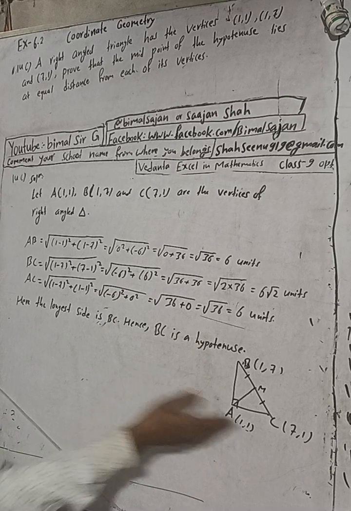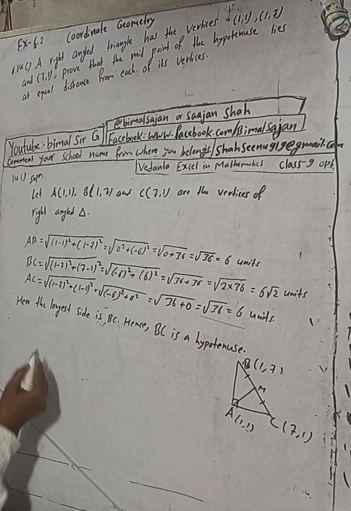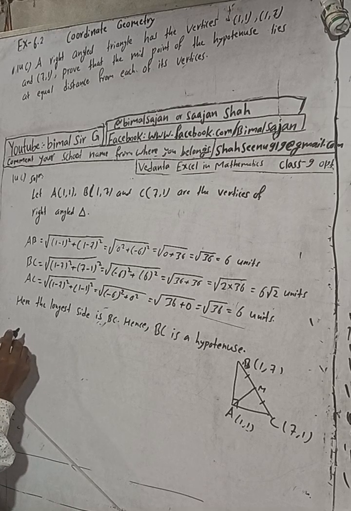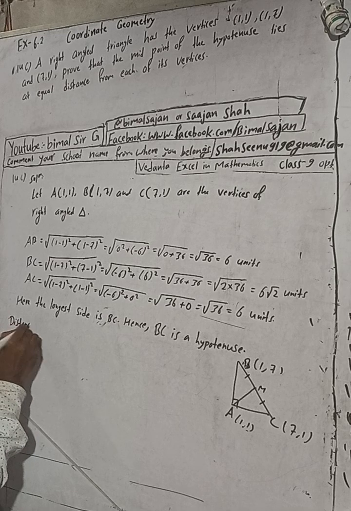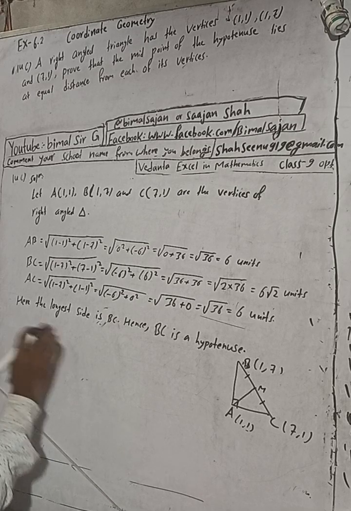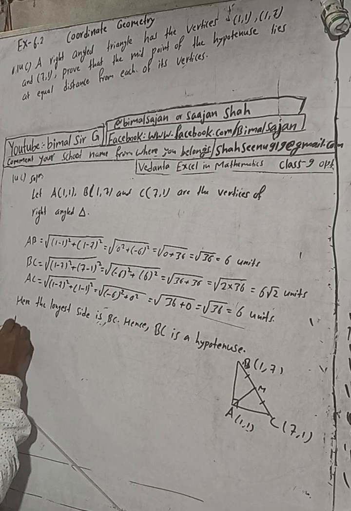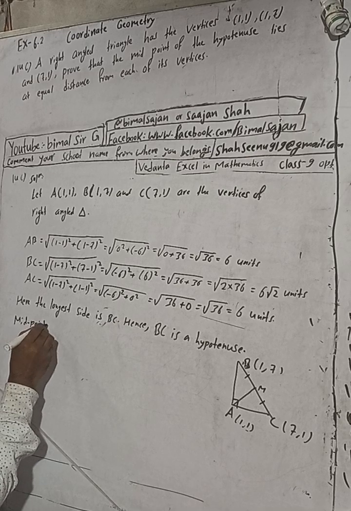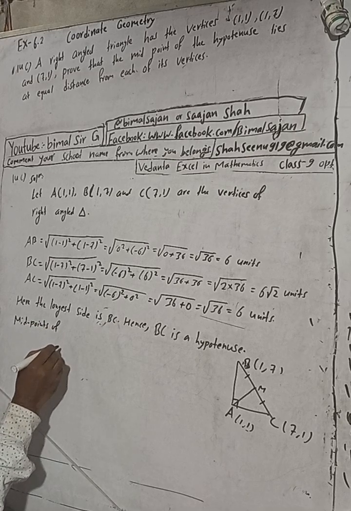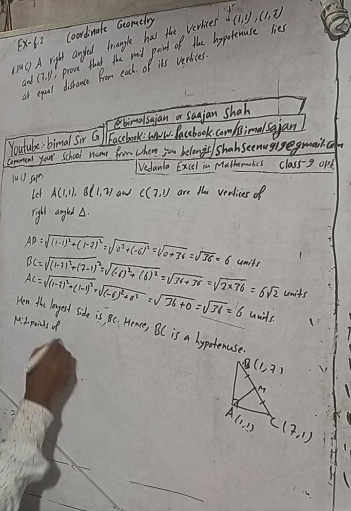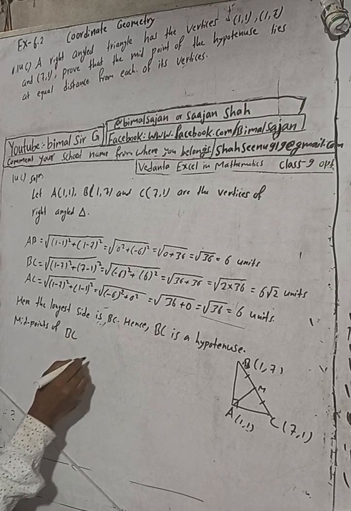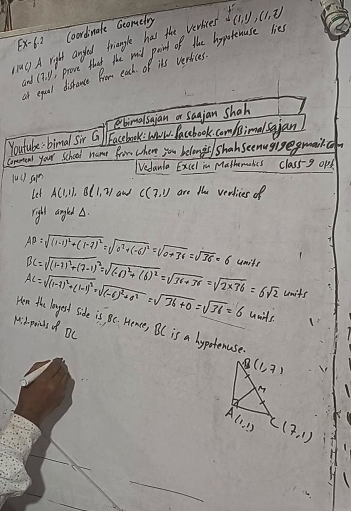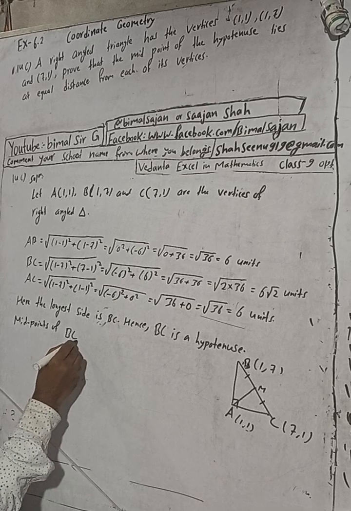Okay, this is how we have written from the figure. Now, midpoints. Midpoint of the hypotenuse. BC is the hypotenuse, so the midpoint of hypotenuse BC.